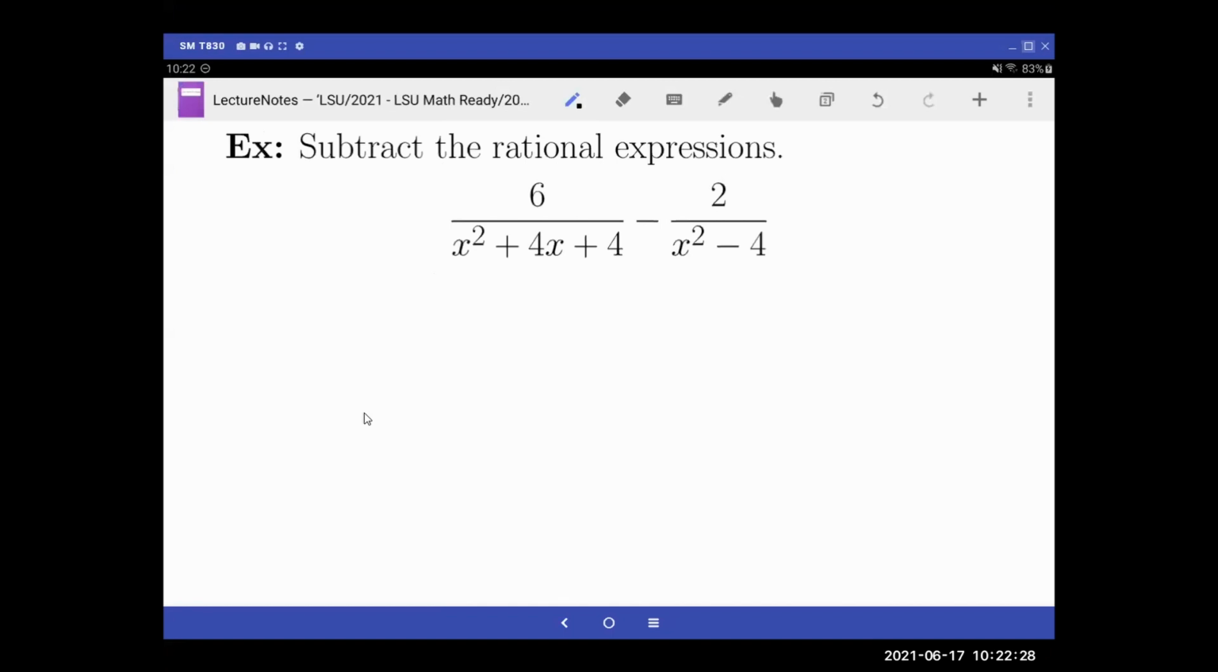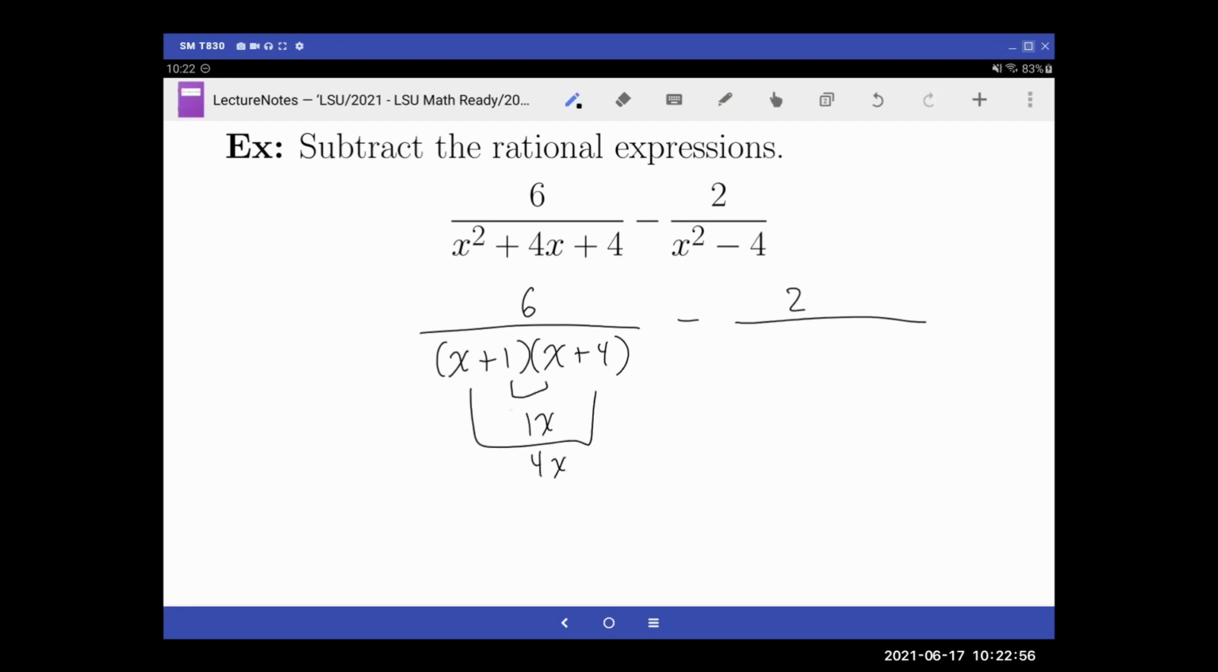Okay, here's a subtraction one. Of course, you want to factor. Same exact idea as what we just did a second ago, except we're going to subtract them this time. Okay, x and x. They have to multiply together to be 4. So my good options would be either 1 and 4. If I add those together, those add up to 5x, not 4x. So 1 and 4 is no good. What about 2 and 2?